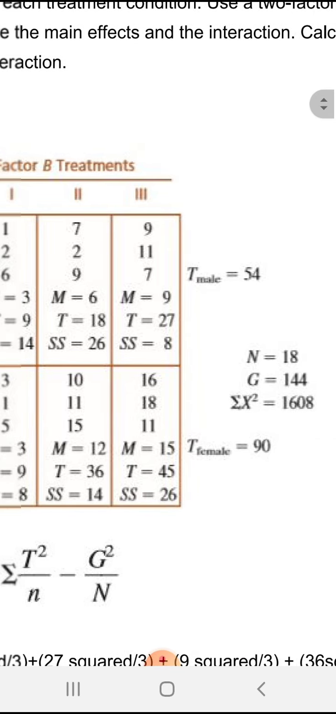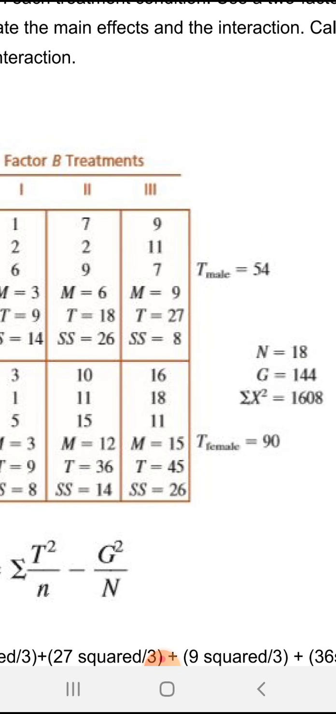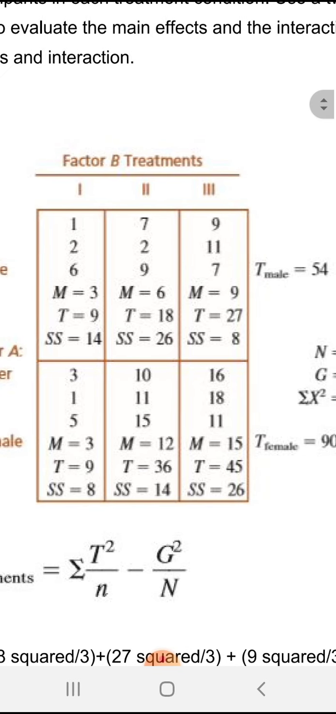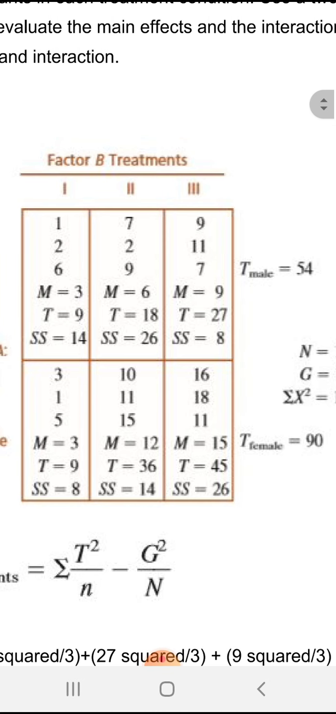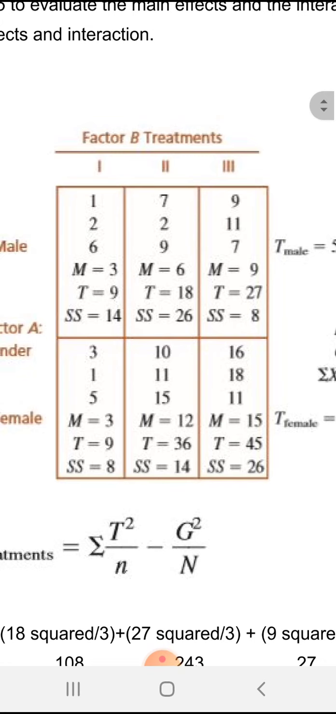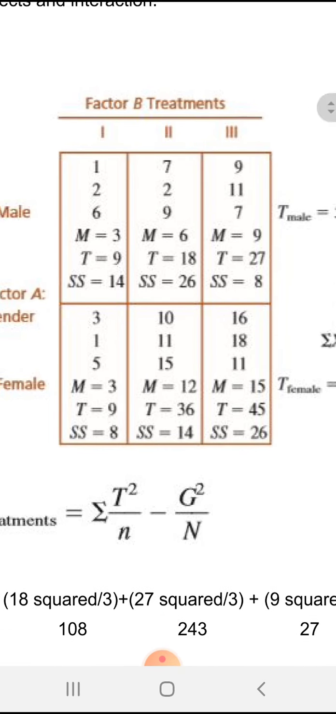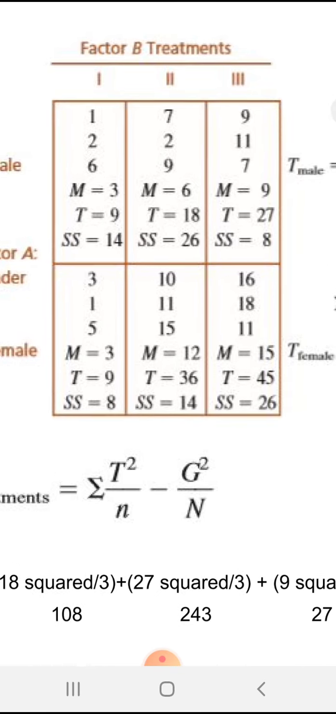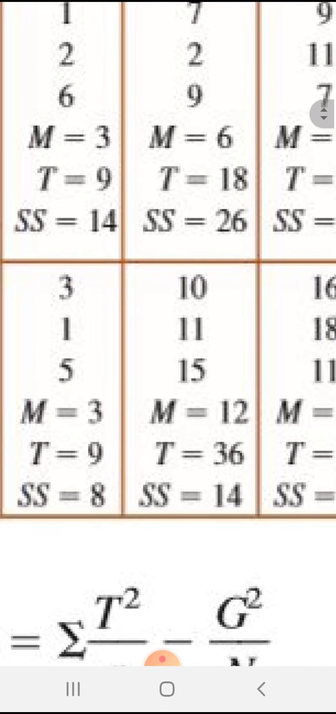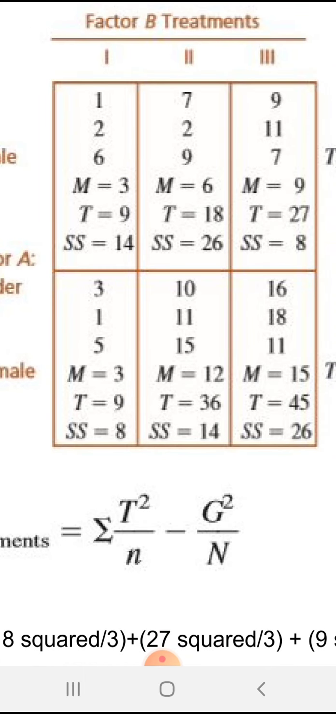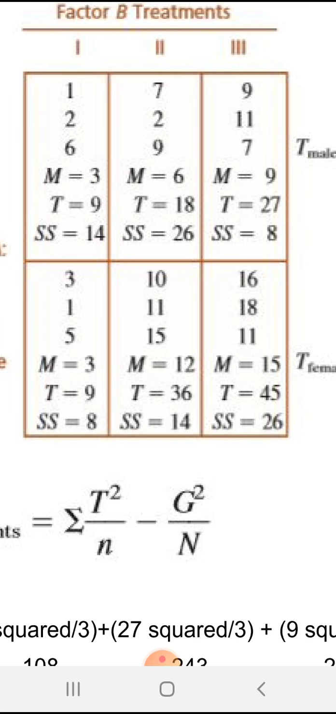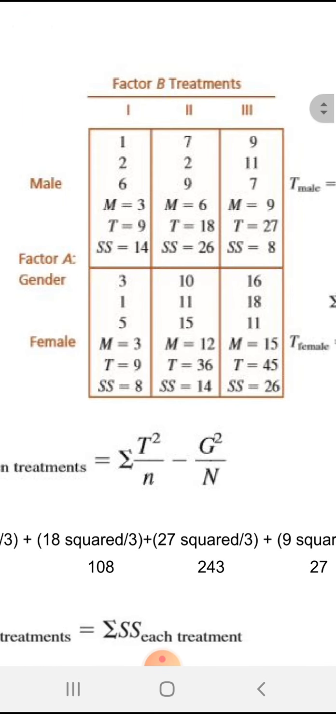If you go across, you'll see T of males equals 54 and T of females equals 90. All that is you're adding up the rows. So that's 9 plus 18 plus 27 equals 54, and 9 plus 36 plus 45 equals 90. Now, the column totals for the T's aren't given to you, but you simply do 9 plus 9, 18 plus 36, and 27 plus 45, and that will give you the T values for each column.